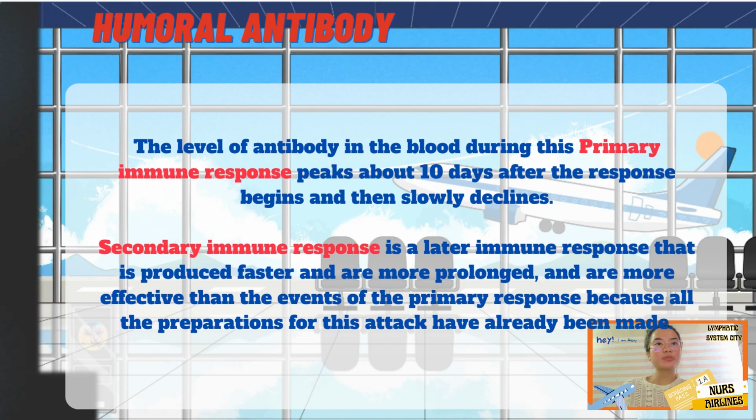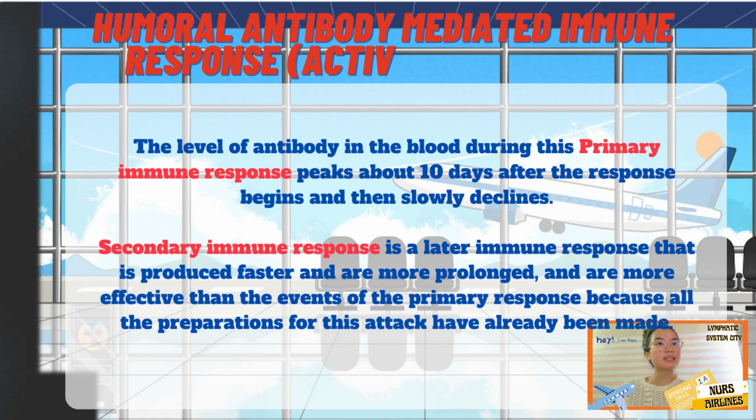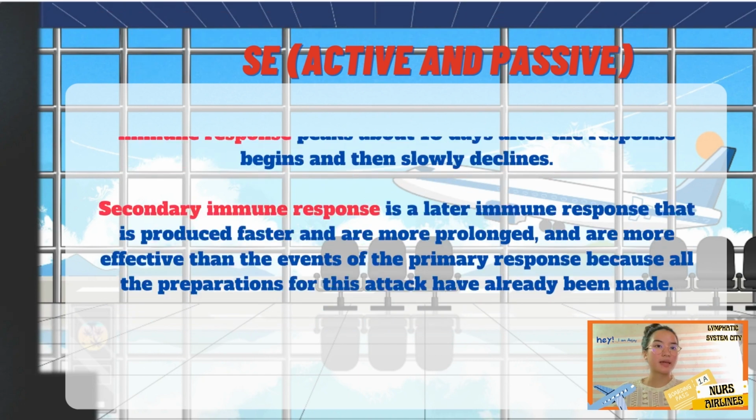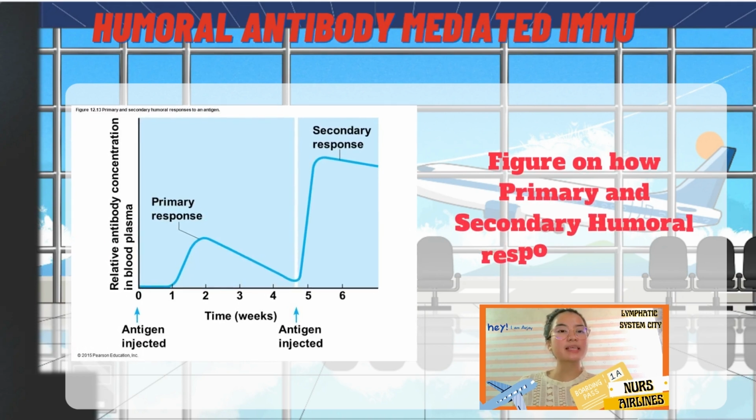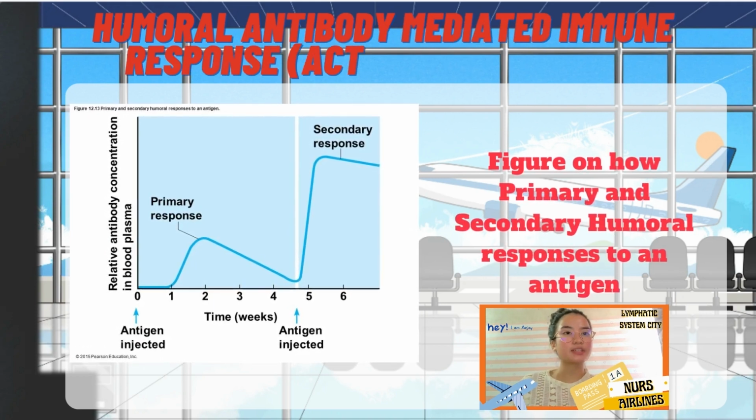In primary immune response, the level of antibody in the blood peaks about 10 days after the response begins and then slowly declines. While the secondary immune response is a later immune response that is produced faster, more prolonged, and more effective than the primary response because all the preparation for this attack has already been made. So here is the figure on how primary and secondary responses to an antigen.